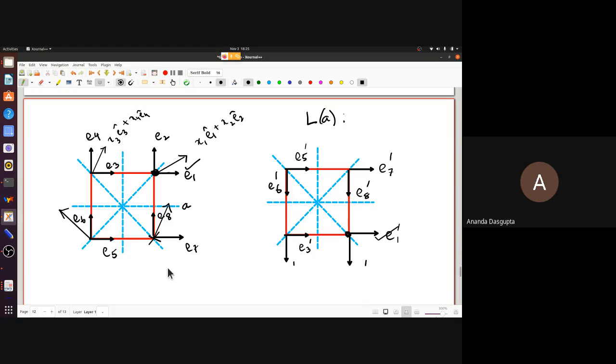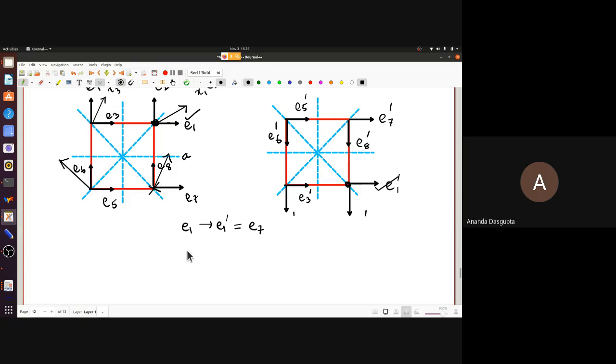So under the action of A, E1 goes to E1 prime, but E1 prime is actually what? E1 prime is actually E7, right? This vector. So can anybody tell me what happens to E2, which is this vector? E2 of course becomes E2 prime, and that's already drawn on this reflected square. But what is E2 prime? Minus E8, right. Minus E8.